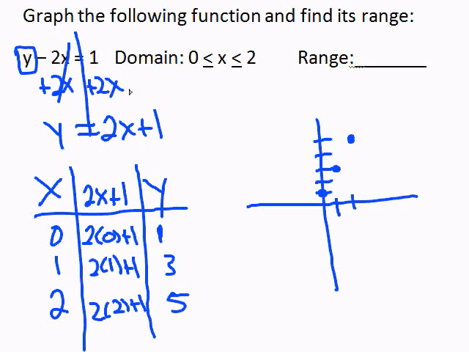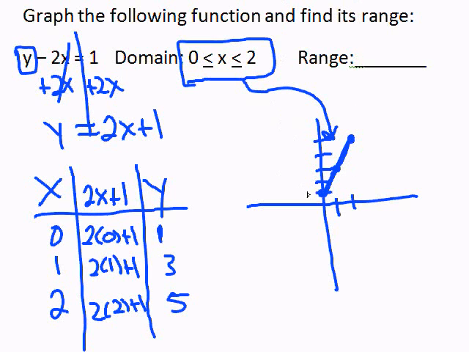Now, unlike the previous types of problems, our x's can be any number between 0 and 2. This means that when we graph our points, they can be any value between the smaller and the larger points, and it actually ends up creating a line segment. So, when graphing a function with a domain that's between two values, you end up with a straight line segment, not just a bunch of points.